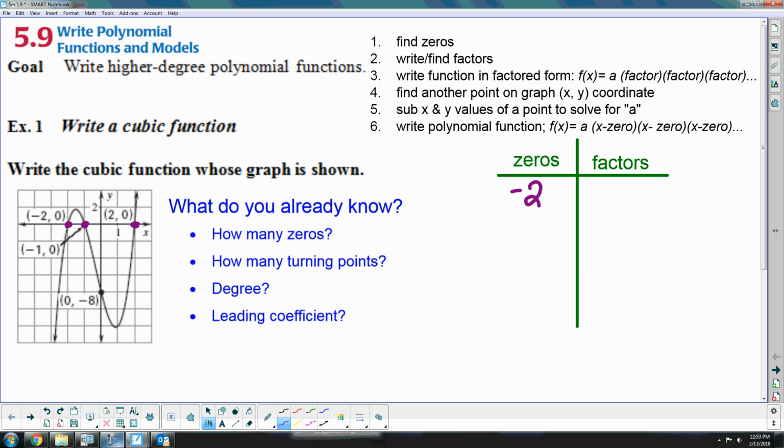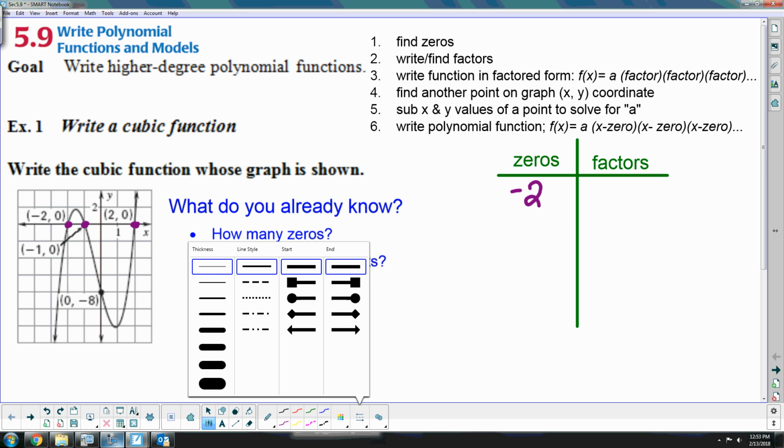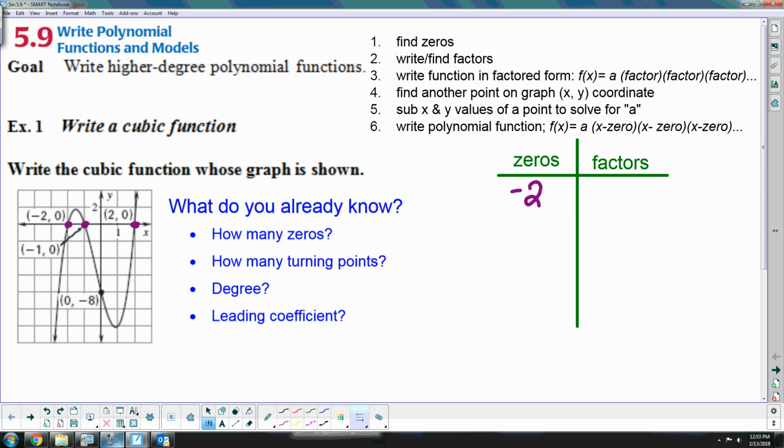They are -2, -1, and +2. So those are our zeros. Next, we can write the factors. So if -2 is a 0, x plus 2 is a factor, x plus 1 is a factor, and x minus 2 is a factor.